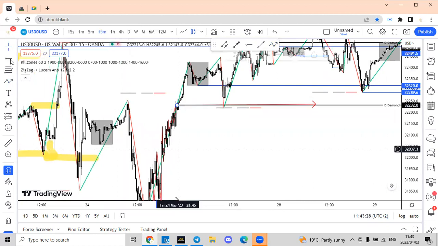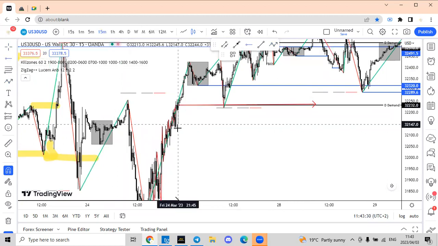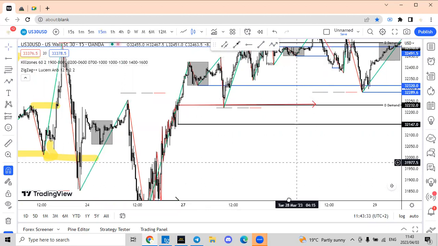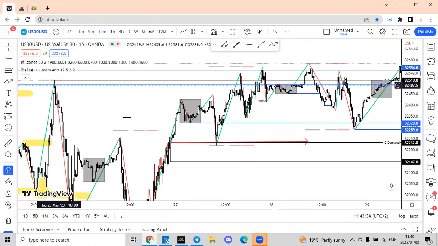Do you see this order block here? The stop loss was below this low. You understand? Targeting what? Targeting higher prices. I was targeting this high itself.